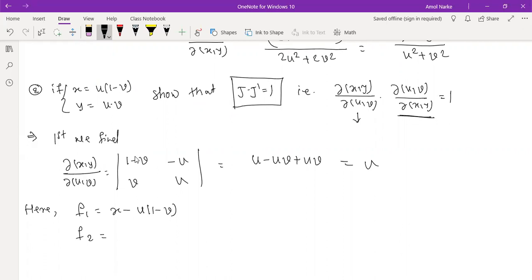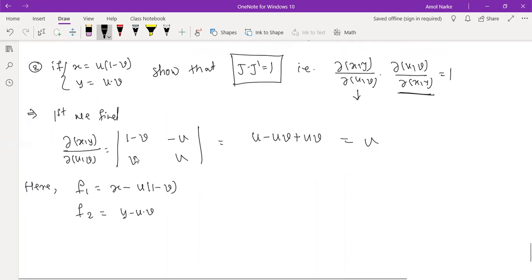What I did here to find it, either you can convert x to another side, u into 1 minus v to another side. So I just convert this term to another side, make it equal to 0. I call this my f1. Yes, you can tell me what y is? y minus uv. Correct. Y minus uv. Okay.